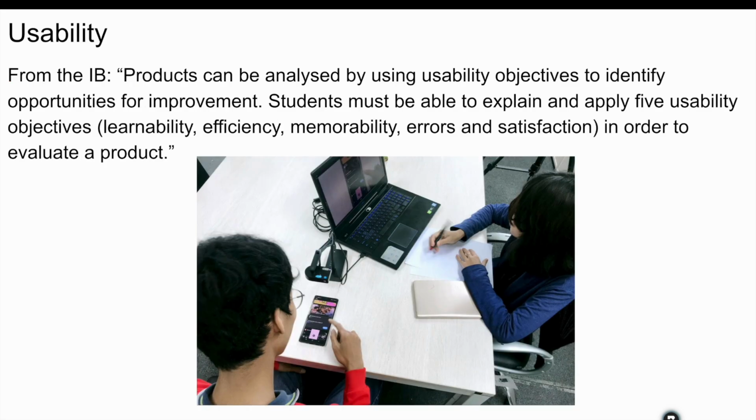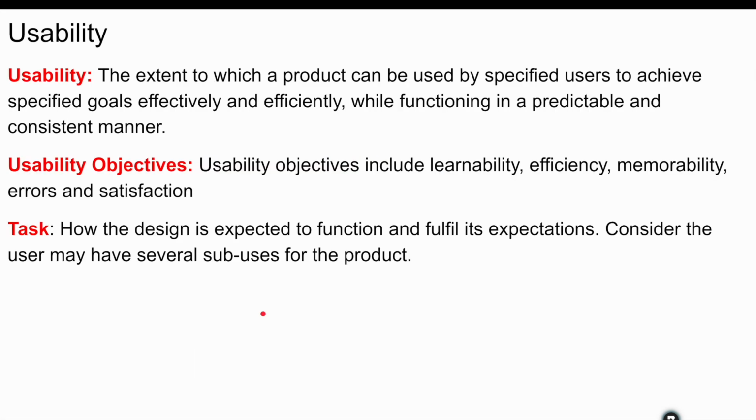Products can be analyzed by using usability objectives to identify opportunities for improvements. Students must be able to explain and apply 5 usability objectives, and we'll go through these. That's learnability, efficiency, memorability, errors, and satisfaction. Usability is defined as the extent to which a product can be used by specified users to achieve a specific goal effectively and efficiently while functioning in a predictable and consistent manner. Usability objectives are objectives including learnability, efficiency, memorability, errors, and satisfaction.